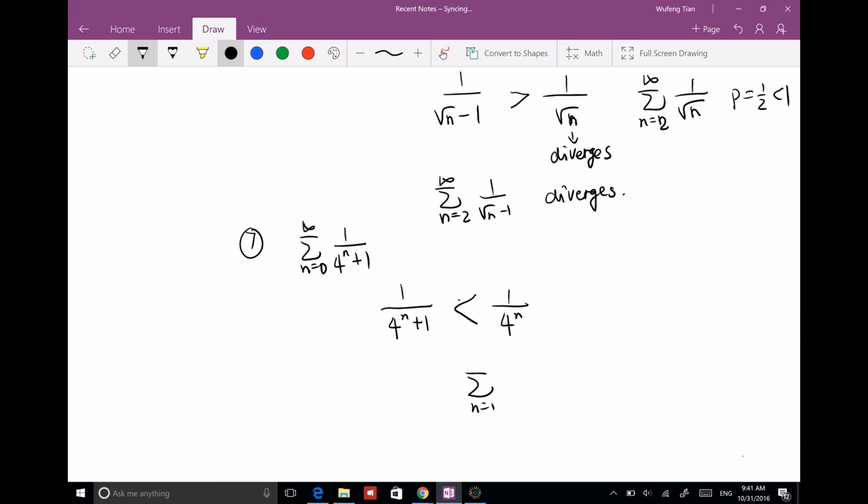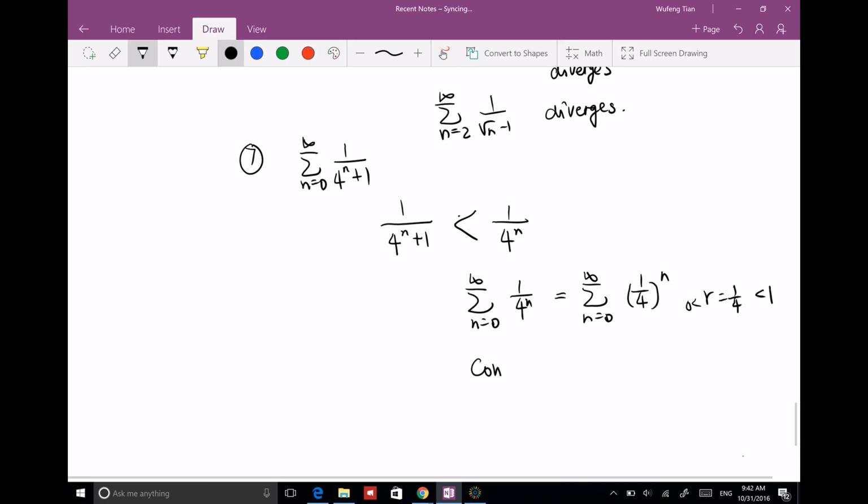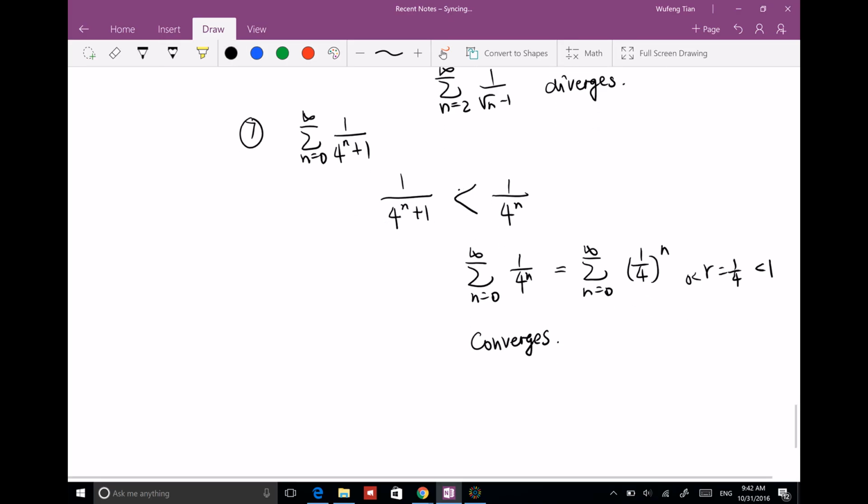Then, this one? Okay, I'm going to change it a little bit, see if you can tell me. So, a geometric series. Very good. R between 0 and 1. So this converges, right? Converges, yes. Then the series, since the big one converges, the smaller one? That's very good. The big one converges, so the smaller one converges. Very good. Thank you very much. Perfect.